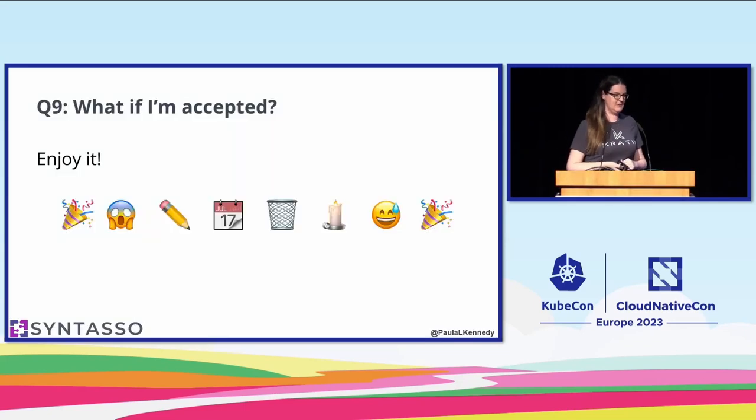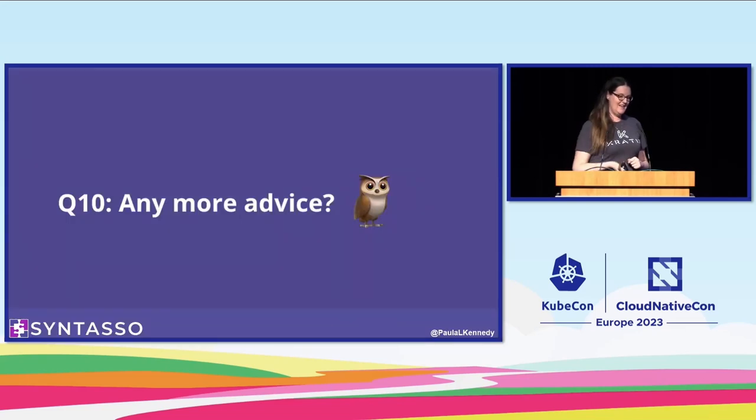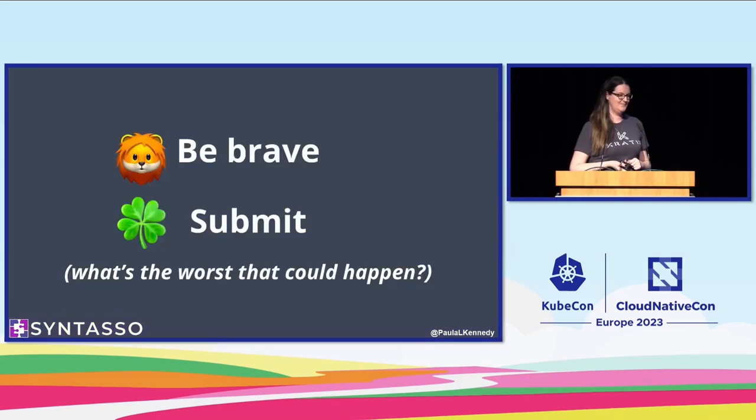What if I'm accepted? Well, this is when the panic really starts. My general process goes: celebration, panic, then I write the talk, then I rewrite the talk quite a few times, then I burn the candle at both ends till I'm completely panicked, then I give the talk, yay, great, celebration. That's how my process normally goes. Any more advice? Well, be brave, submit. What's the worst that could happen, right?